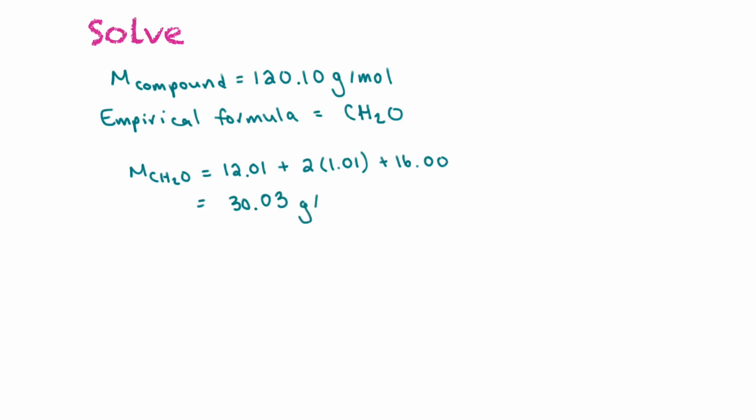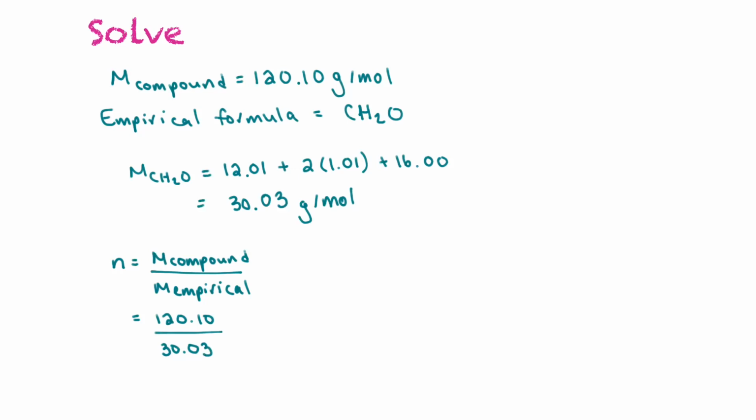grams per mole. So the next thing we need to do is figure out how many times bigger the molar mass of the compound is than the molar mass of the empirical formula. So that's going to be our N value. So N equals the molar mass of the compound divided by the molar mass of the empirical. So we have 120.10 grams per mole divided by 30.03. So that should be, I'm looking, it looks like it's going to be 4. And sure enough, 3.999, so equals 4.